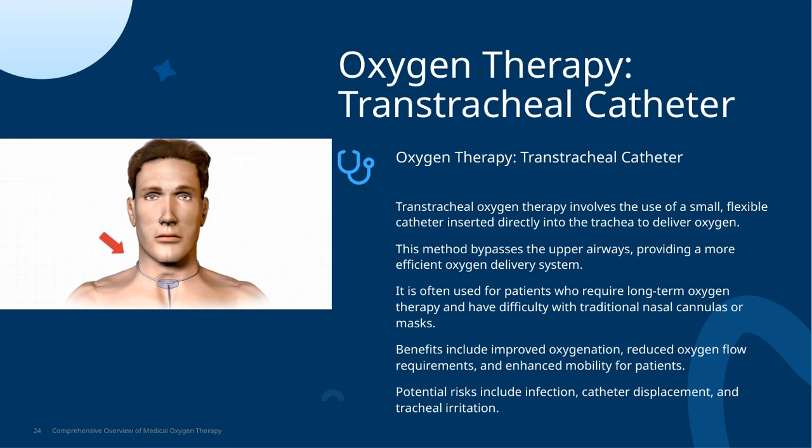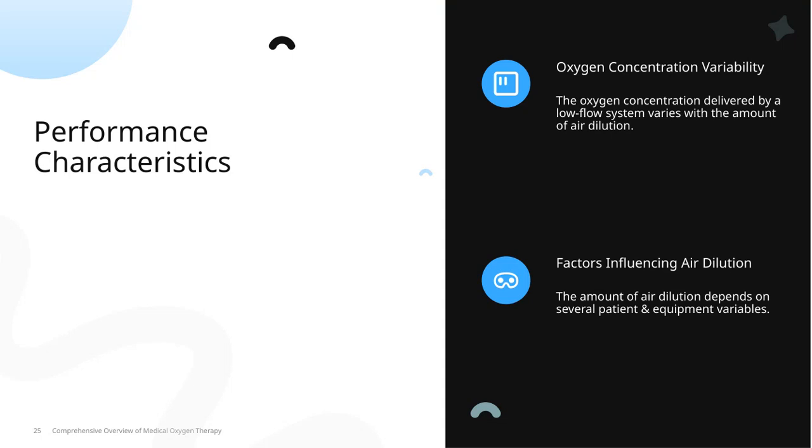Now, let's take a closer look at the performance characteristics of medical oxygen therapy, specifically focusing on the factors that influence air dilution. The amount of air dilution that occurs during oxygen delivery actually depends on several patient and equipment variables. These variables play a critical role in determining the actual oxygen concentration the patient receives. For example, when using a low-flow system, the oxygen concentration delivered can vary significantly because it's affected by how much air mixes in with the oxygen.